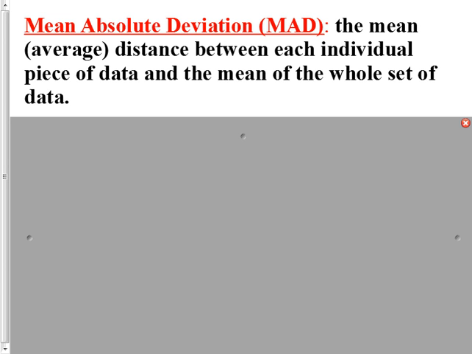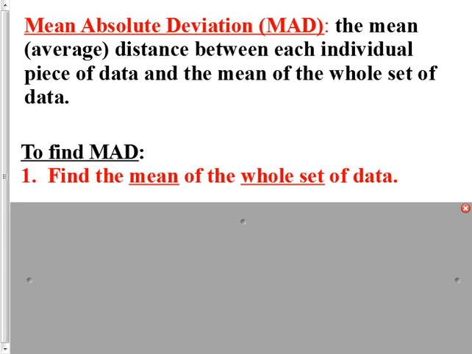Today we're going to look at another statistical measure, and what we're looking at today is the mean absolute deviation, usually abbreviated MAD. Sounds really hard, it's really not. It just has a lot of steps. It is the mean or average distance between individual pieces of data and the mean of the whole set of data. So let's talk about that just a little bit more.